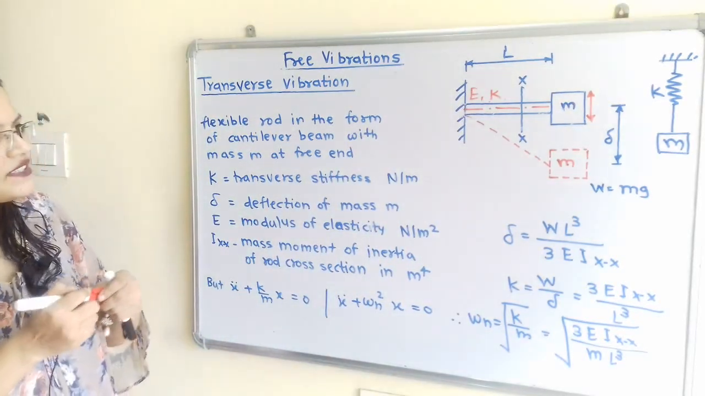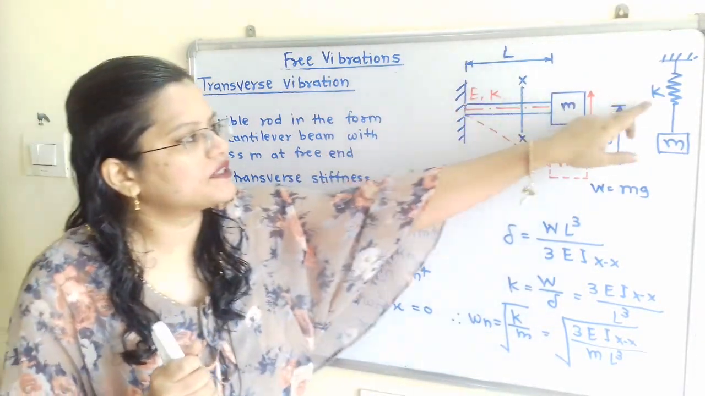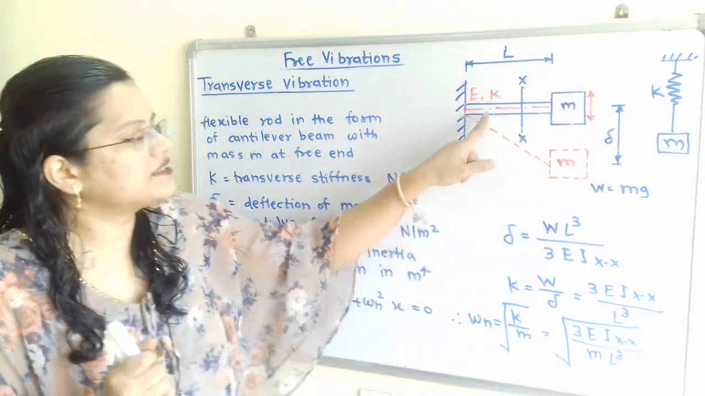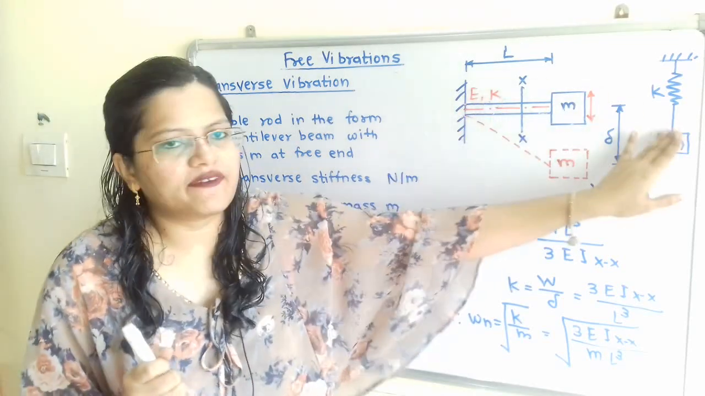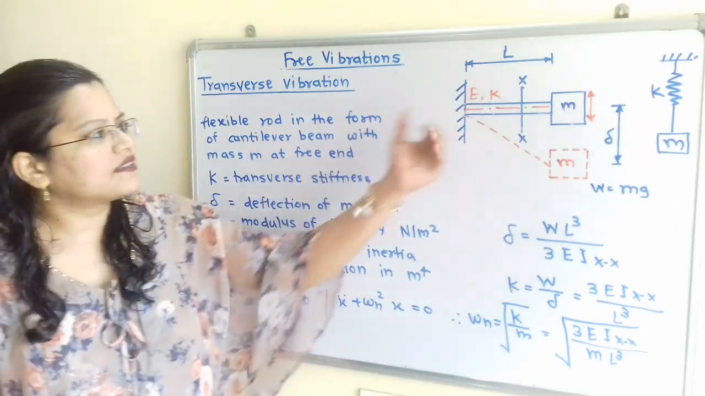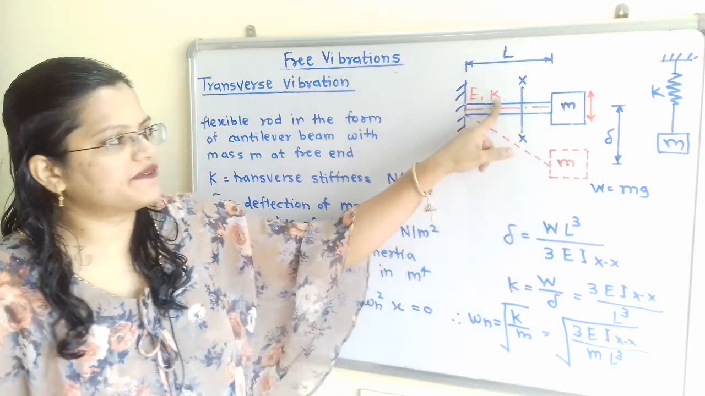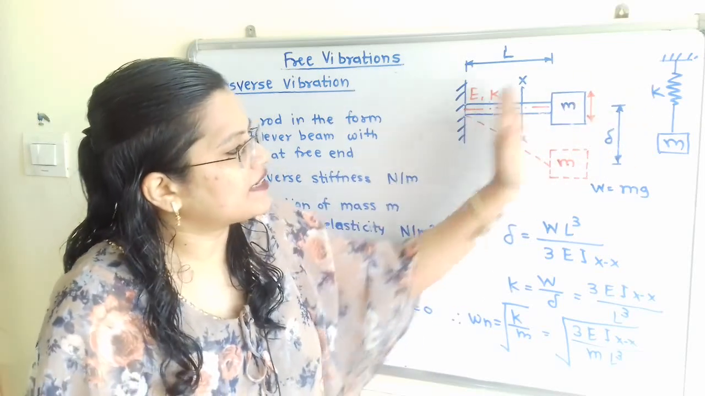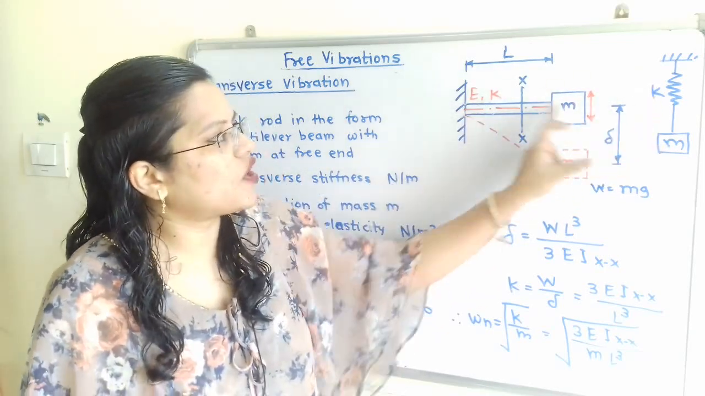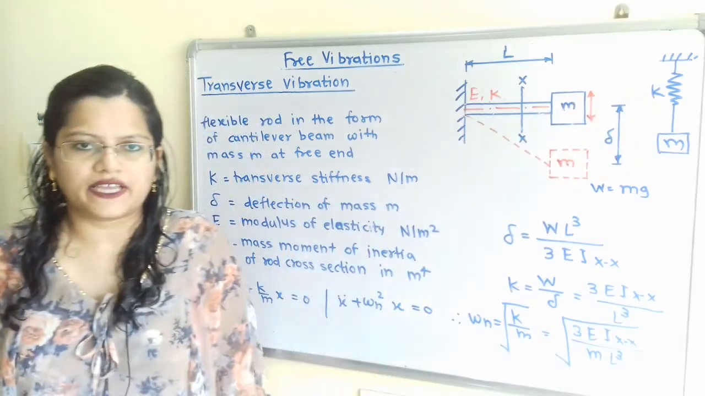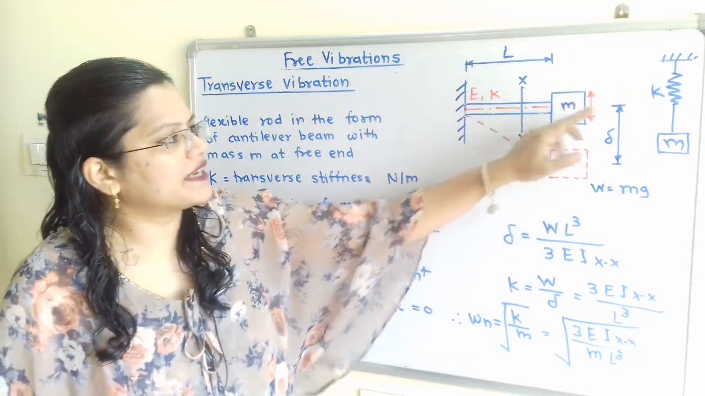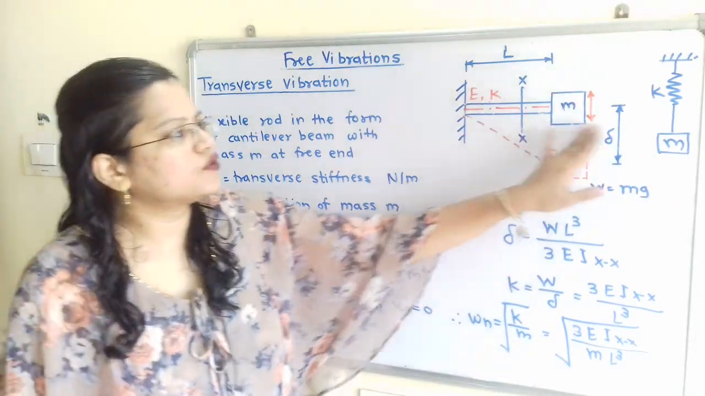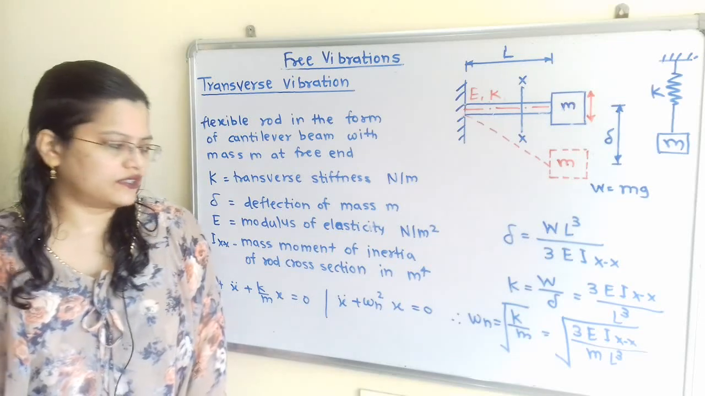So here this stiffness K is related to the spring stiffness K. So we can say that the spring mass system and this rod and mass system are equivalent to each other. We can consider this rod is flexible with stiffness K, that is, this rod is equivalent to a spring with stiffness K, and at the free end mass M is connected, so at the lower end mass M is connected. So these two systems are equivalent to each other.